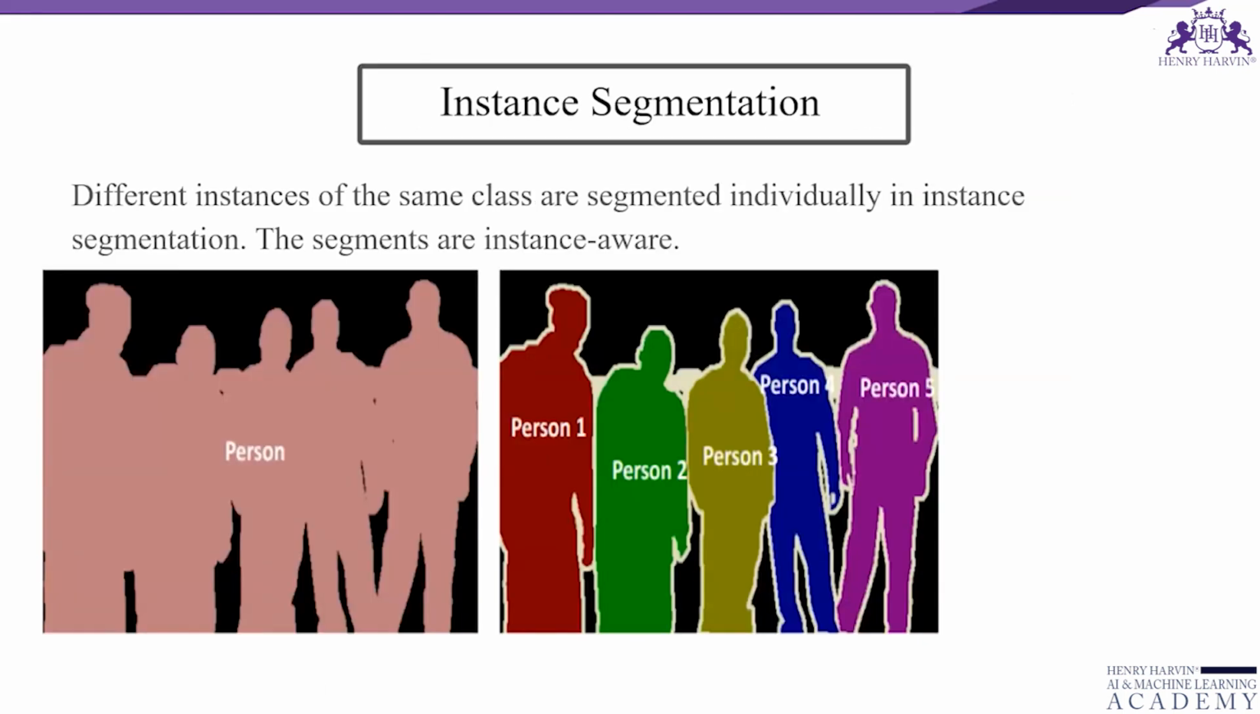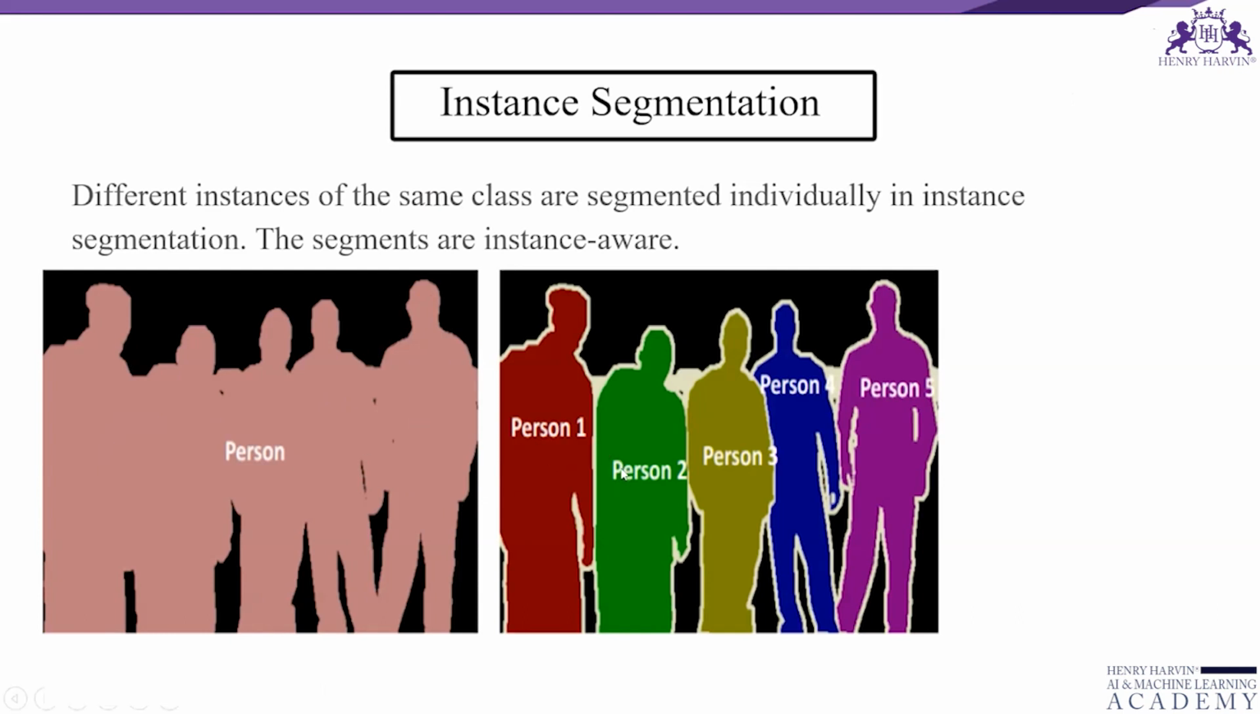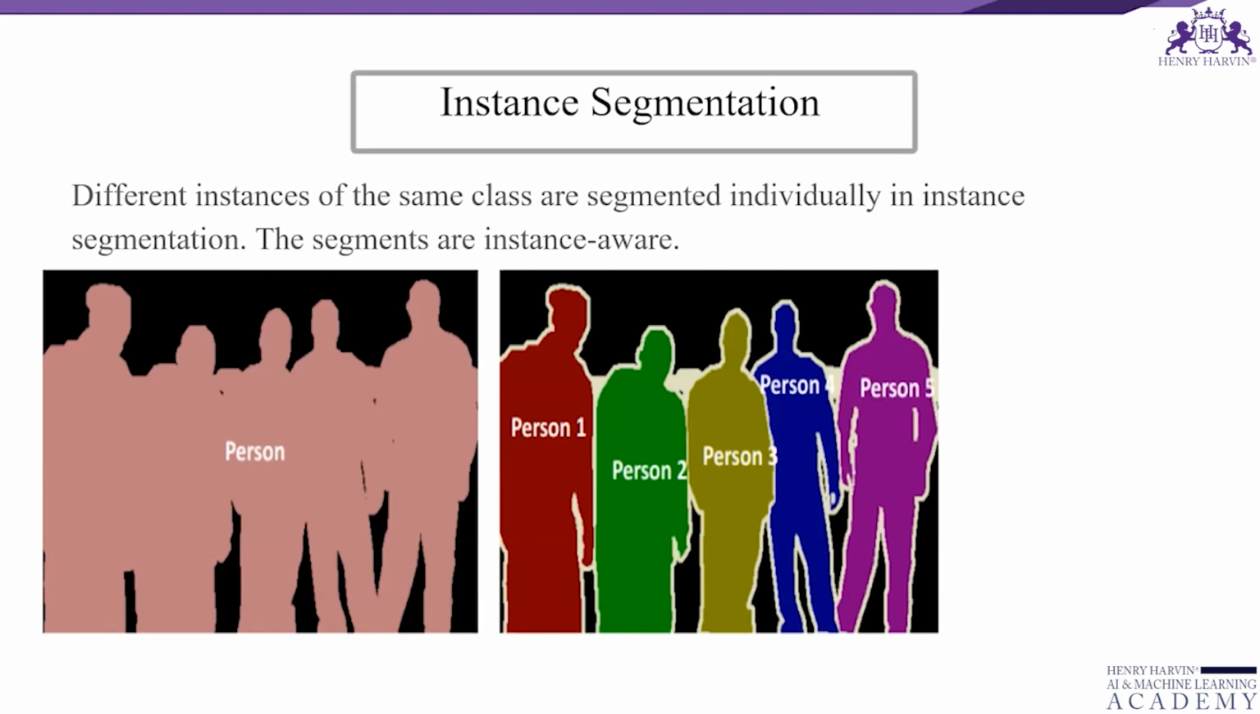Now let us dive deeper into instance segmentation. Look at picture 1 and picture 2. What is the difference we basically observe over here? In picture 1, see, there are 5 persons. It is labeling them as person, and here you can see only 2 colors, person and also the background. Am I clear? Right? In picture 2, you can see that there are 5 persons. So it's labeling them person 1, person 2, person 3, person 4, and person 5. So the different instances of the same class are segmented individually in instance segmentation. So the segments are instance aware.